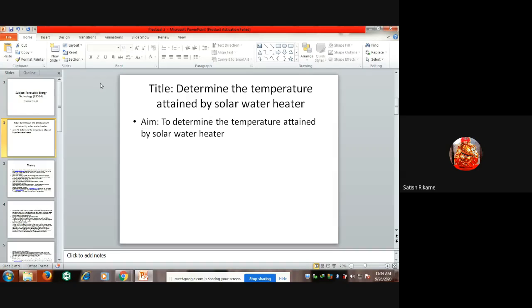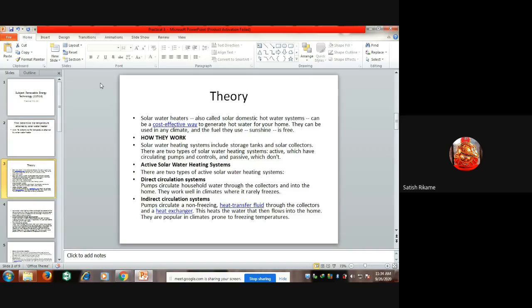So the aim of our study is to determine the temperature attained by the solar water heater, and further we'll see some theory. Solar water heaters, also called solar domestic hot water systems, can be a cost effective way to generate hot water for your home. They can be used in any climate, and the fuel they use, sunshine, is free. So this is a very adequate way of heating.